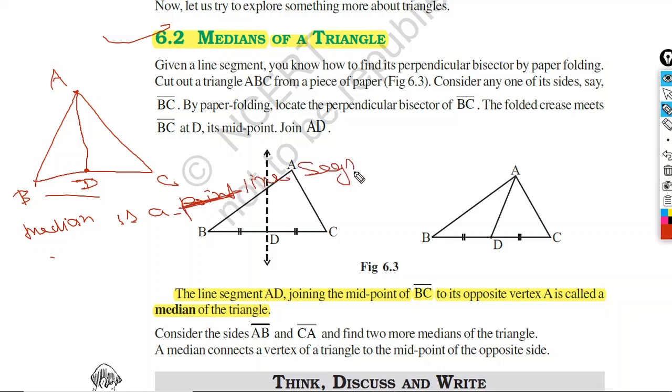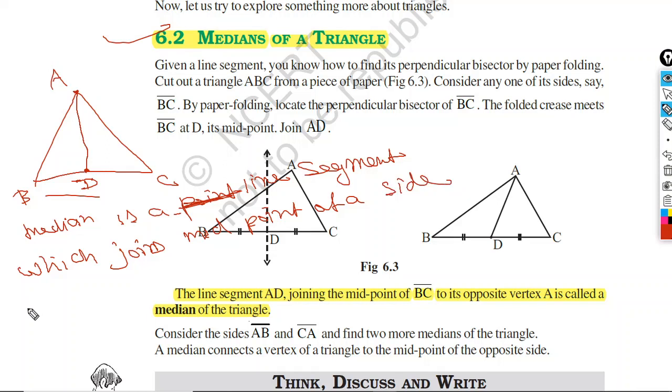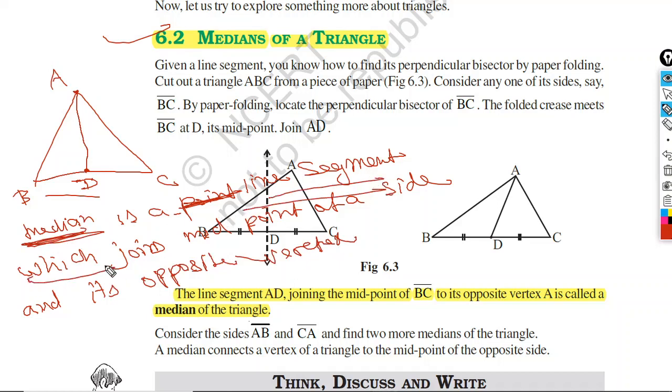A line segment which joins the midpoint of a side and its opposite vertex. Okay, so what is a median? A median is a line segment which joins the midpoint of a side and its opposite vertex.